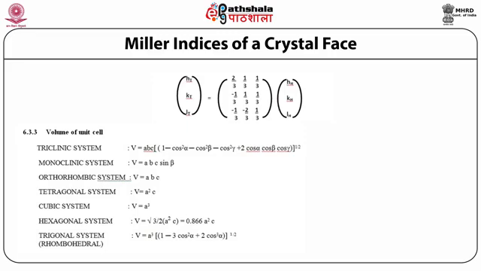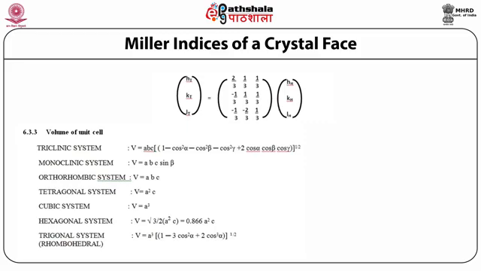Triclinic system, volume given by V equal to abc into 1 minus cos square alpha minus cos square beta minus cos square gamma plus twice cos alpha cos beta cos gamma, raised to 1 by 2. For monoclinic system, volume is given by abc sin beta. For orthorhombic system, V is equal to abc. For tetragonal system, V is equal to a square c. For cubic system, V is equal to a cube.